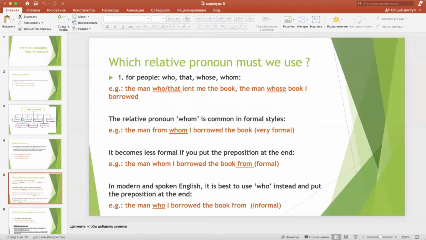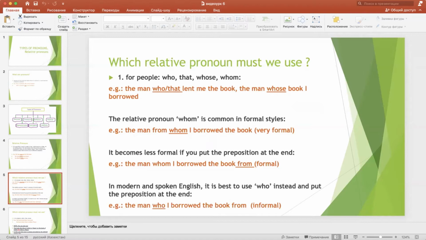So which relative pronoun must we use? Firstly, for people, we use who, that, whose, whom. For example, the man who or that lent me the book, or the man whose book I borrowed. The relative pronoun whom is common in formal styles. The man from whom I borrowed the book. This sentence is very formal.